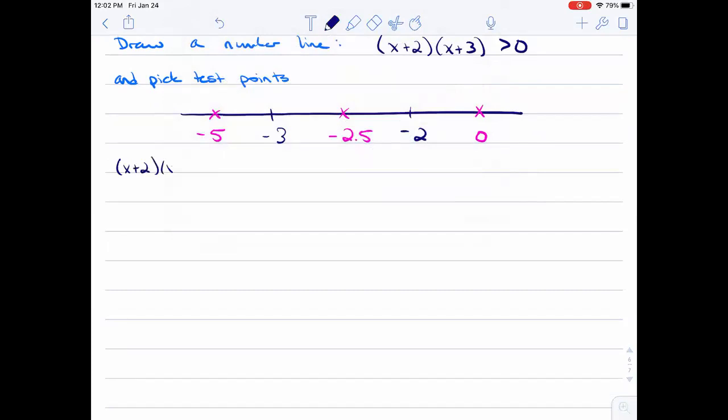x plus 2 times x plus 3 greater than 0. Negative 5 plus 2 times negative 5 plus 3. Negative 5 plus 2 is negative 3. Times negative 5 plus 3 is negative 2. Negative 3 times negative 2 is going to be positive 6. So this gave me a positive value.